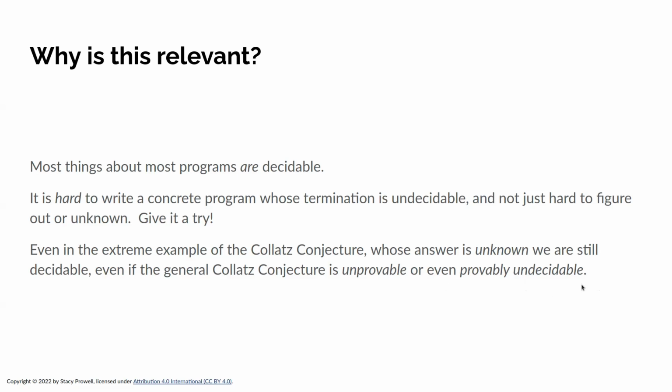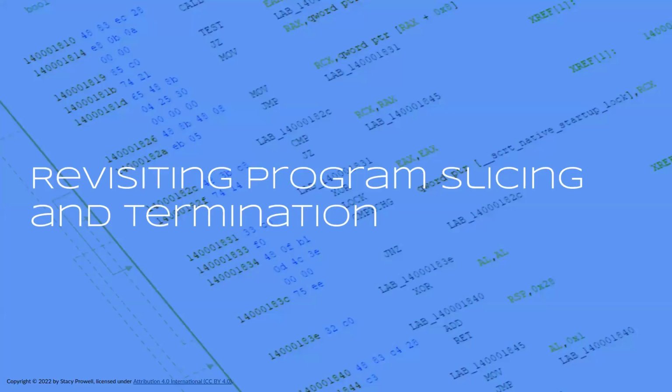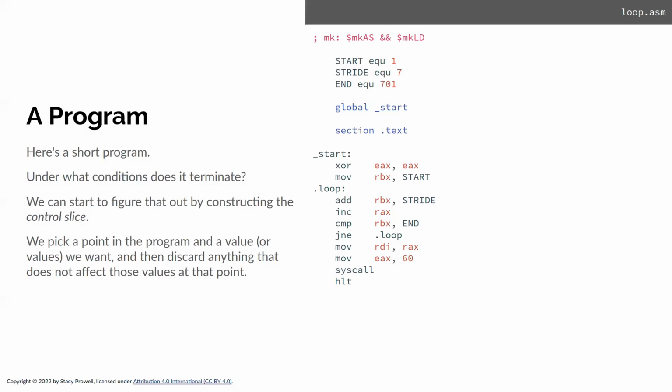That's an interesting thought. But even given all that undecidability and unknowability, this little program still turns out to be decidable. And I think that's kind of interesting. So let's go in a different direction, still thinking about program termination, and we're going to revisit program slicing. So here's another little program that does some stuff.